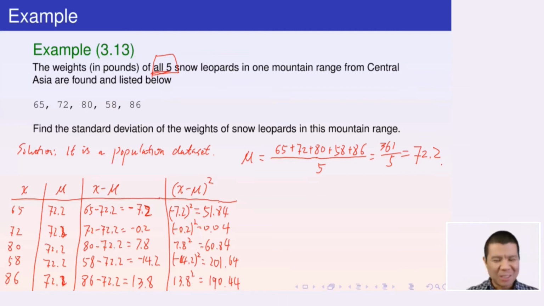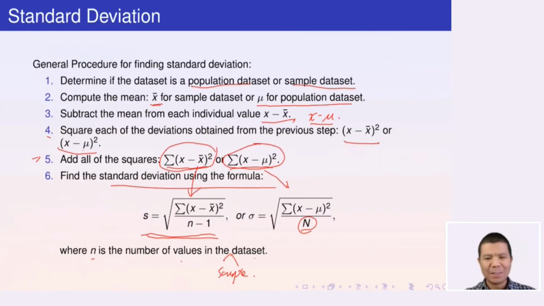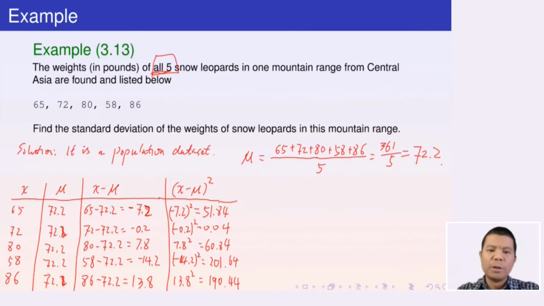Now, what shall we do? We're going to plug into the formula, but which formula shall we use? It is the population one, right? So it is this formula. We already found the sum of the squares. The only thing we need to know is the capital N, where capital N is the population size.